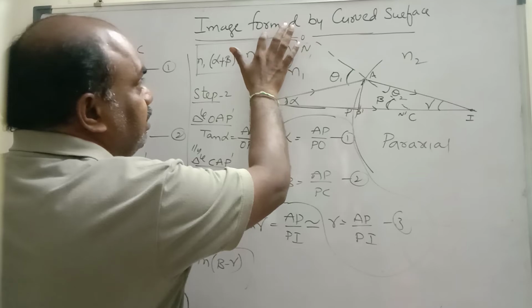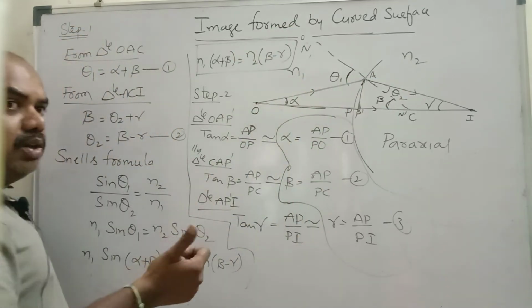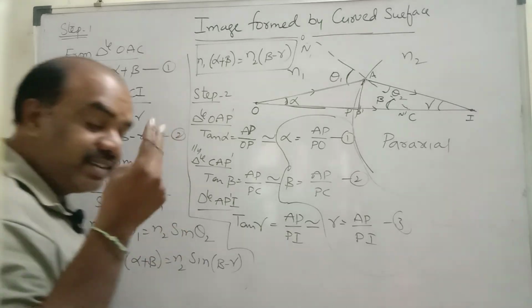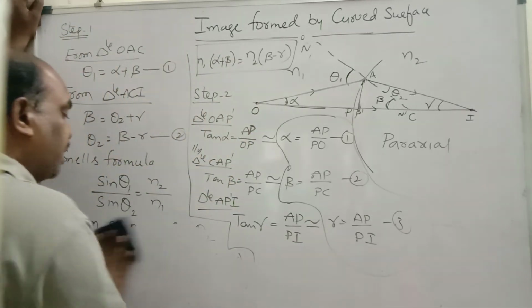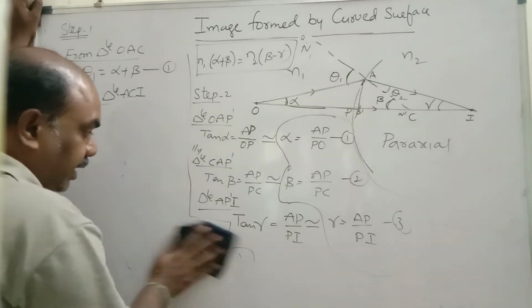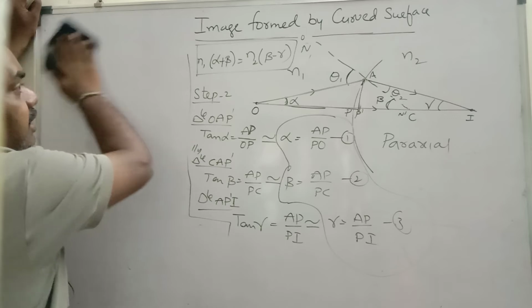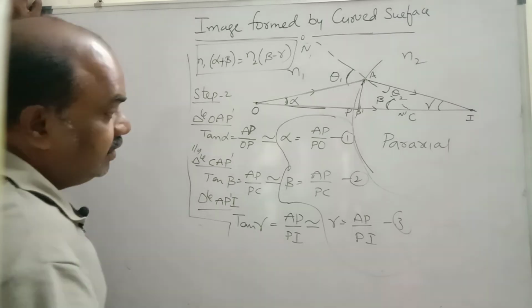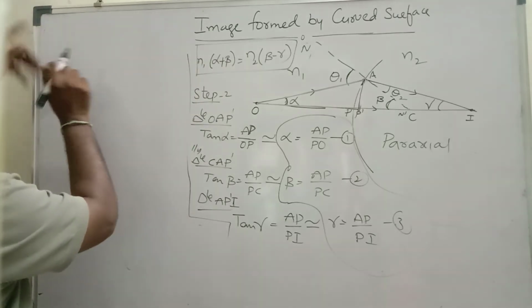Why? Because image formation depends on refractive index also. Refractive index, you see the separate video, 3 formulas are there. C by V, one more sin i by sin r is equal to n2 by n1, and n2 by v minus n1 by u is equal to n2 minus n1 by R. This is the image formed by a curved surface. Now these alpha, beta, gamma values I am going to substitute here.